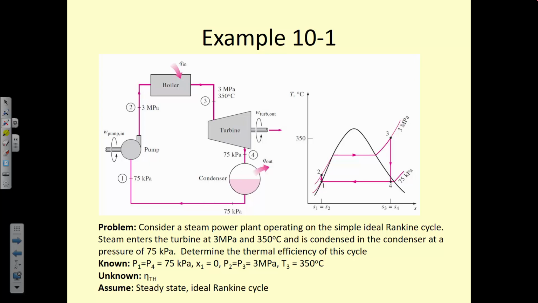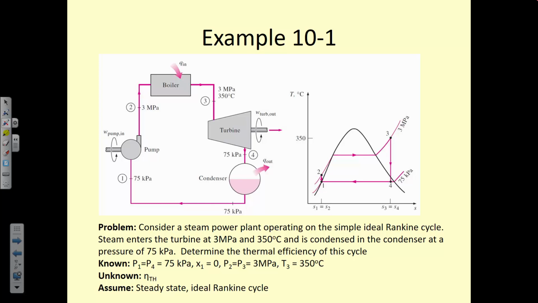So in this example, we have a steam power plant operating on the simple ideal Rankine cycle. And it's called the simple ideal Rankine cycle because we're about to get complicated and adding a lot of extras into it, just as we did for the Brayton cycle. We can have reheat, we can have regeneration, we can have cogeneration. So we'll add a lot of that nice stuff in there for you.